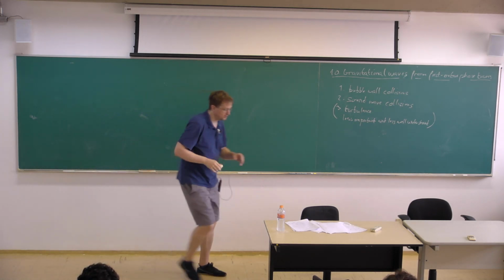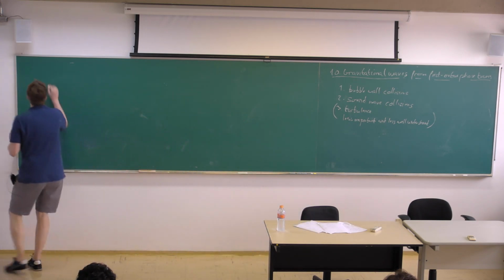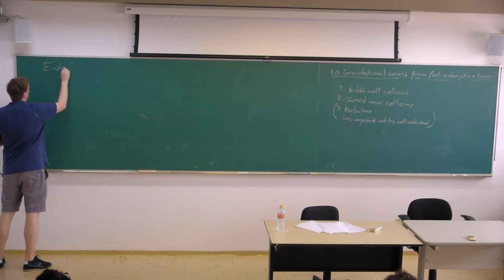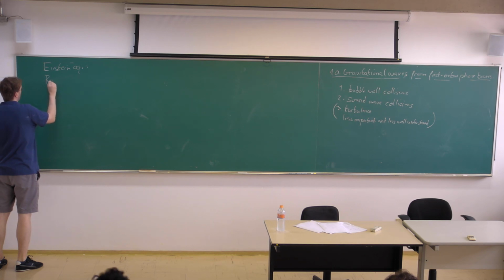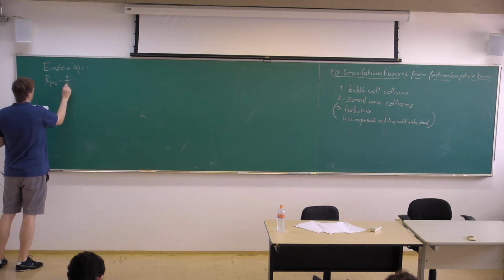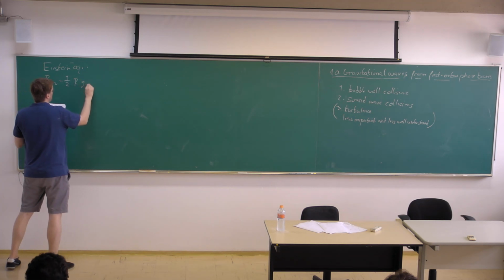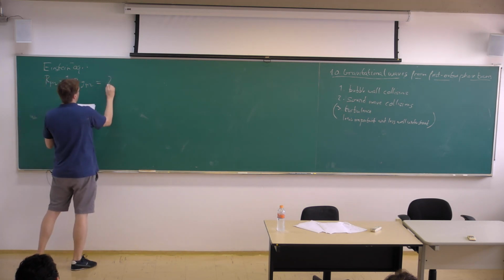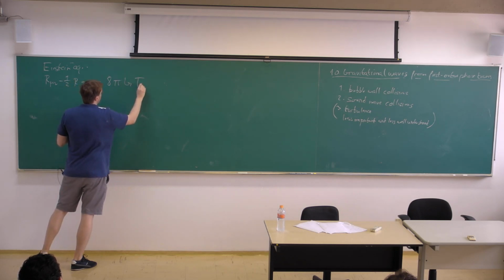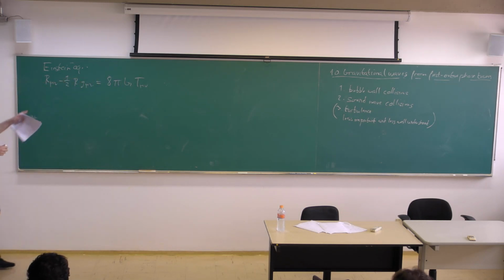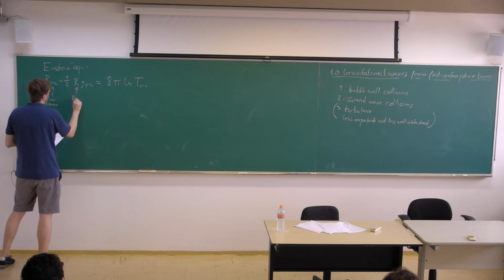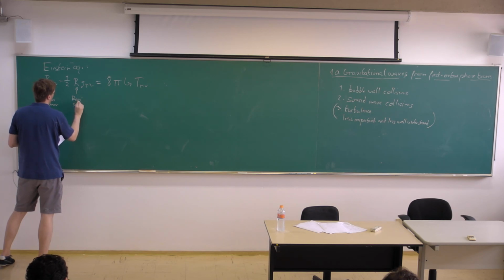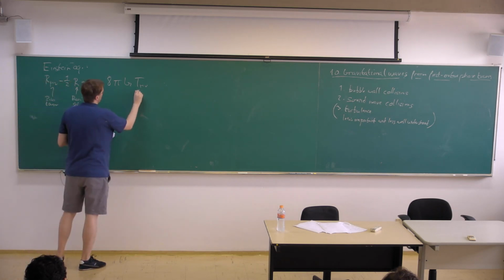The starting point of every calculation in GR, I guess, is the Einstein equation. So these are the Einstein tensor, the Ricci scalar, and the energy momentum tensor.